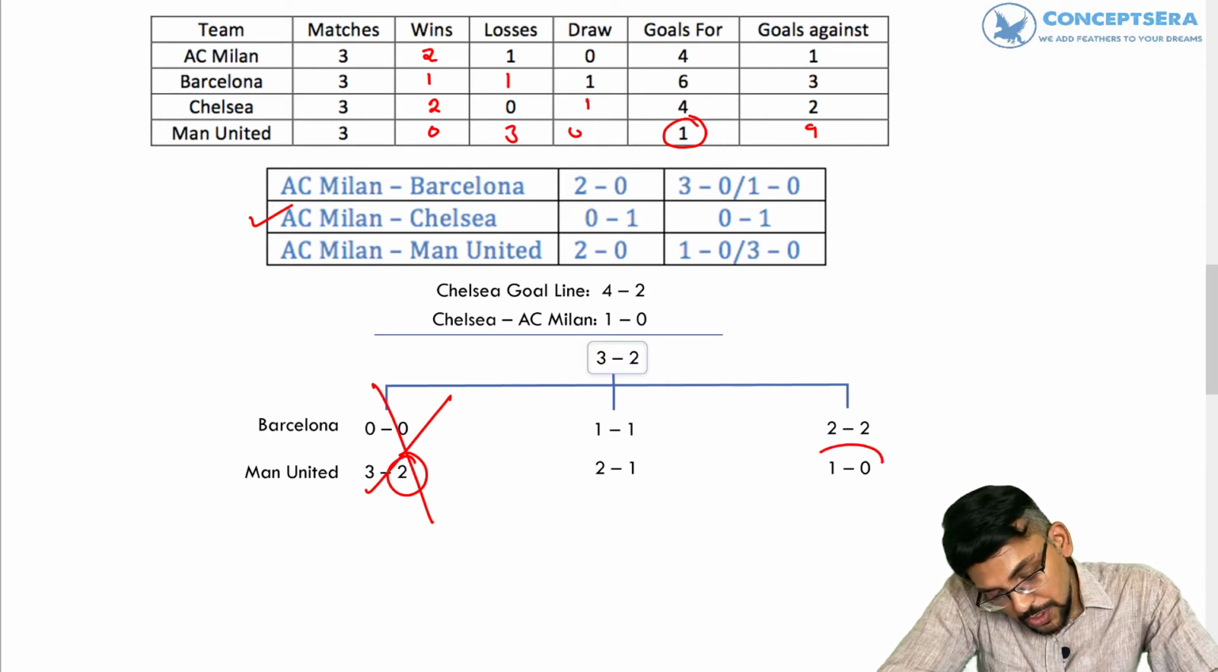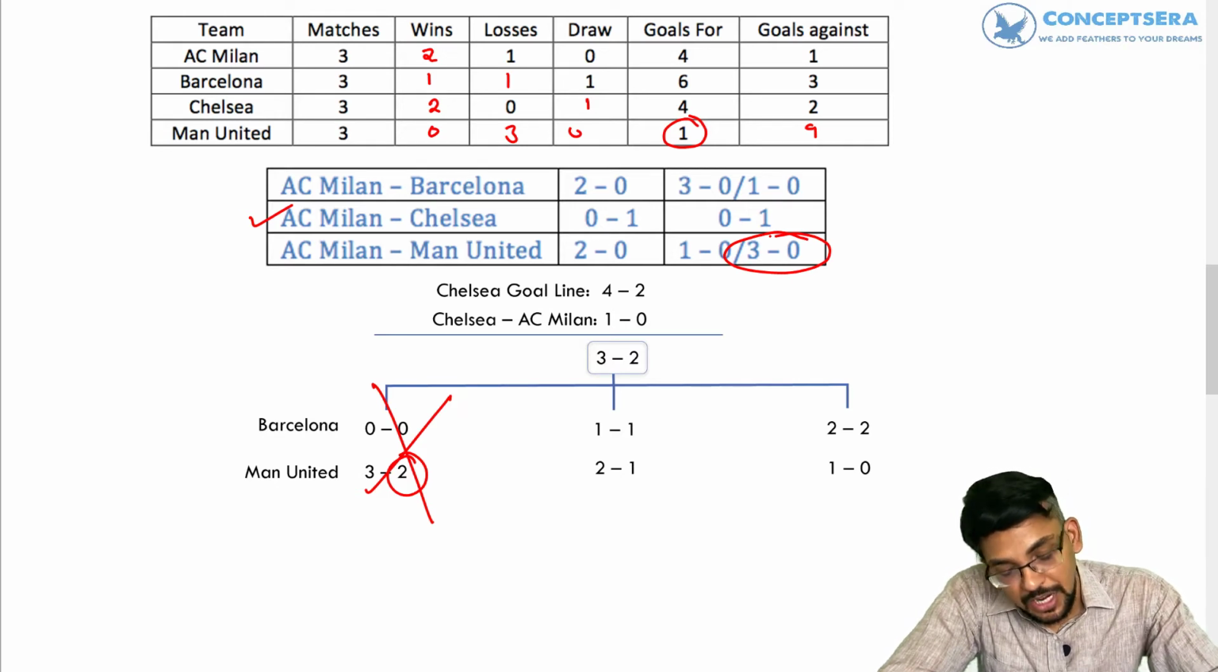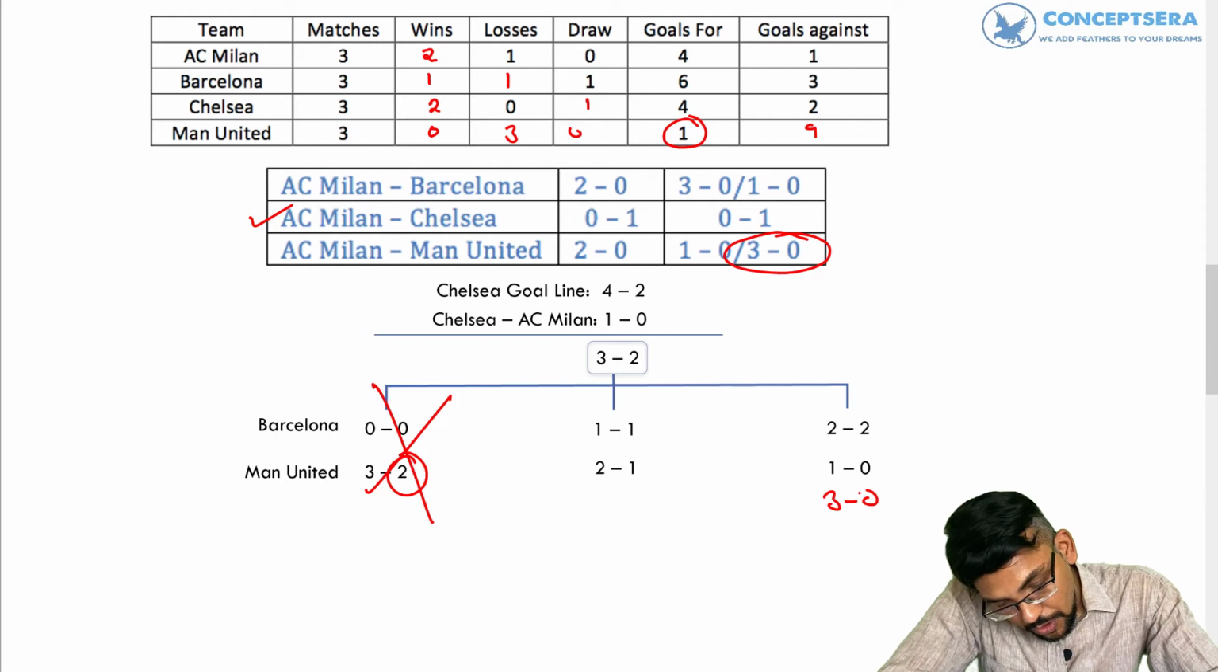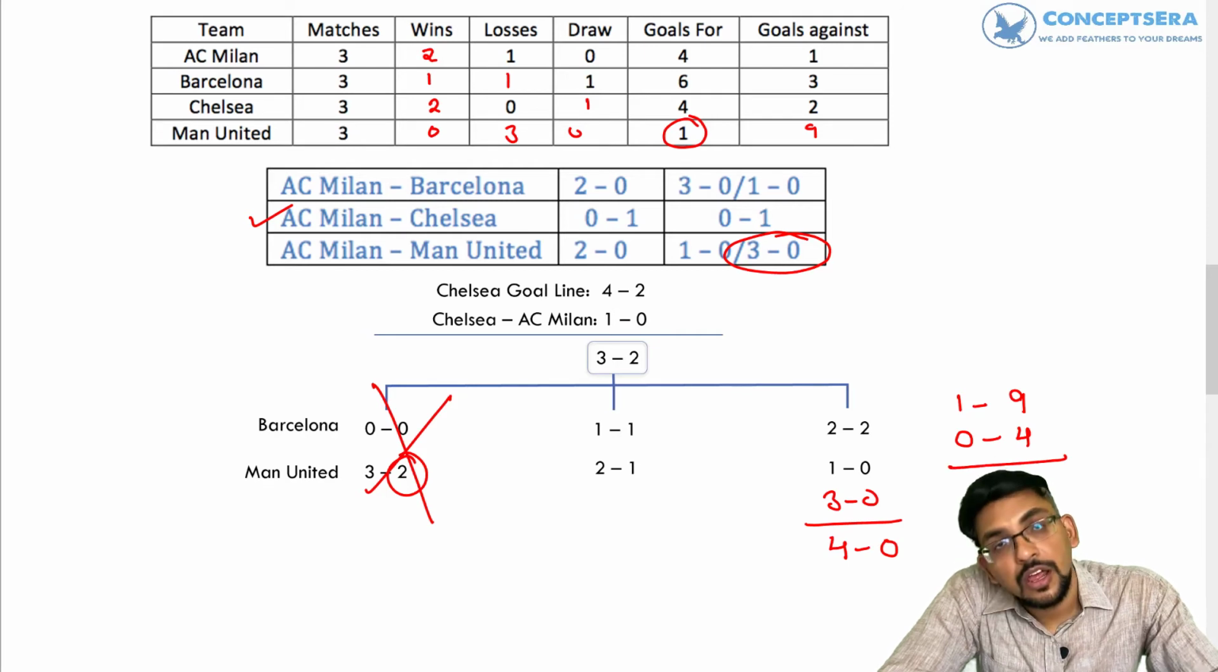Now if we take this one as the goal line against Man U, so 1-0 is the goal line. Now, if we take this goal line against Man U, the maximum number of possible goals against Man U by AC Milan is 3-0. So 1-0 and 3-0 is over. It means the 4-0 goal line is done against Man U. Now 4-0 is done and the goal line of Man U is 1-9. Out of this, 0-4 is done. So the left out goal line is 1-5 and this will be the result of the Barcelona match against Man U.